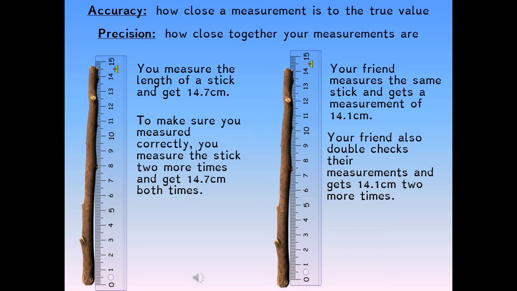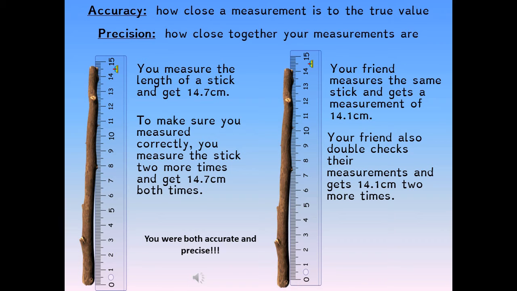So who was actually accurate? Well, when it comes right down to it, guys, if you take a look here, you can see that you were both accurate and precise. This is why. You started out by actually lining up the 0 part of the ruler with the bottom of the stick, like you're supposed to. Your friend, on the other hand, lined up the bottom of the ruler with the stick. And you see this gap right here? That's what threw off his measurements.